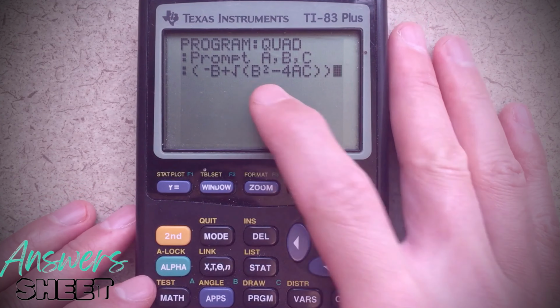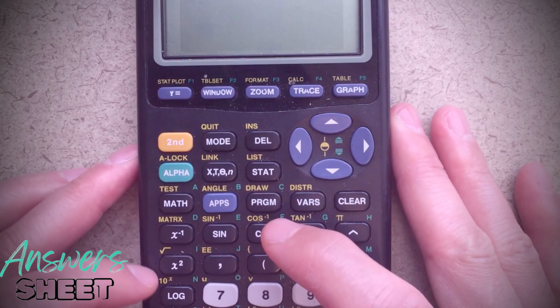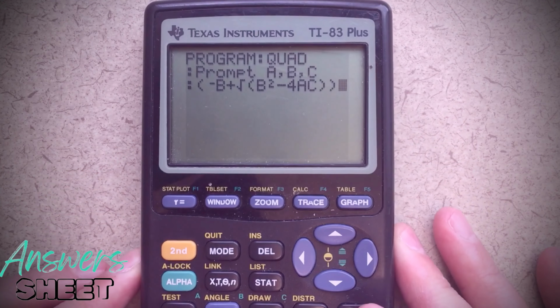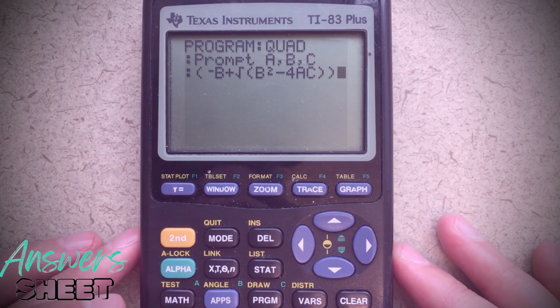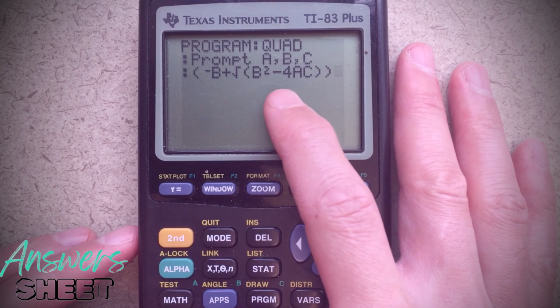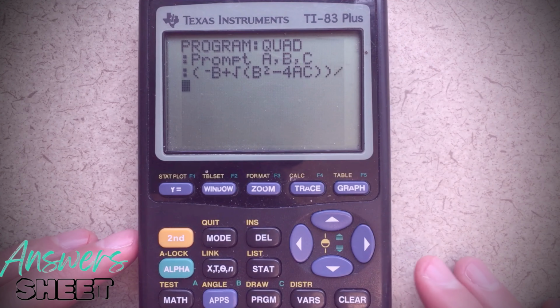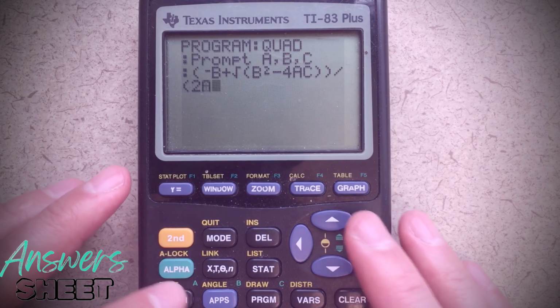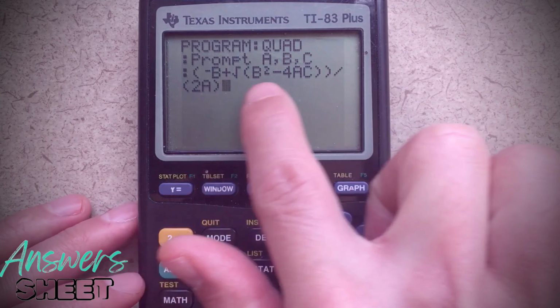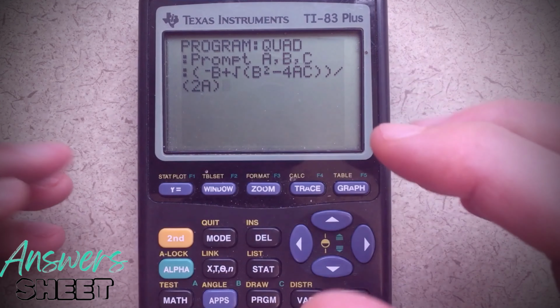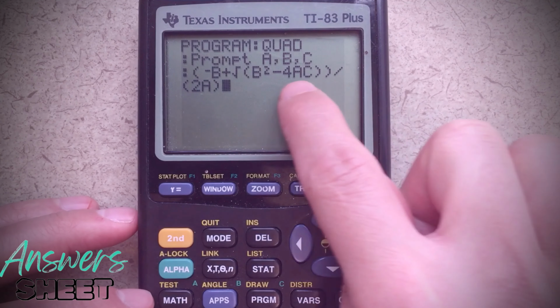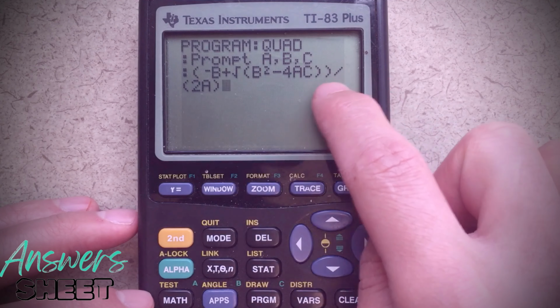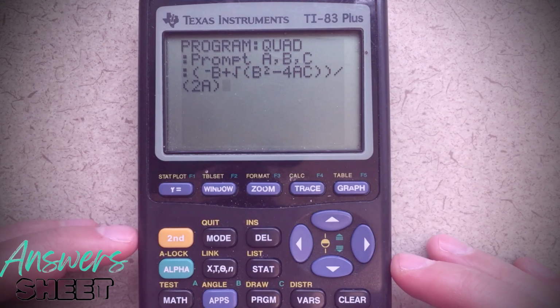For this b squared, I just use the alpha to get b, and then I push this x squared button to put that little squared there. So negative b plus the square root of b squared minus 4ac, divided by 2a. And really be careful with your parentheses here. You want everything on the top to be enclosed. So two parentheses here, close that top, and then divided by 2a, again with parentheses just to make sure.